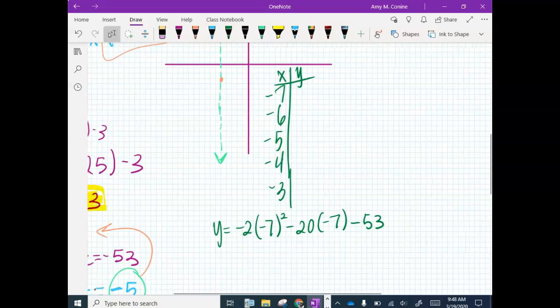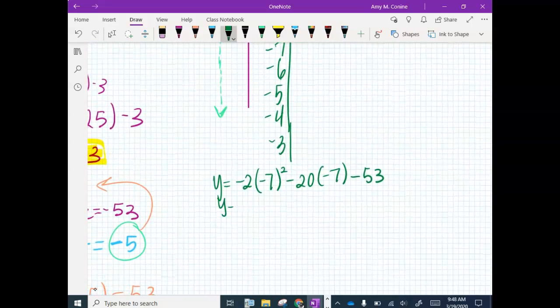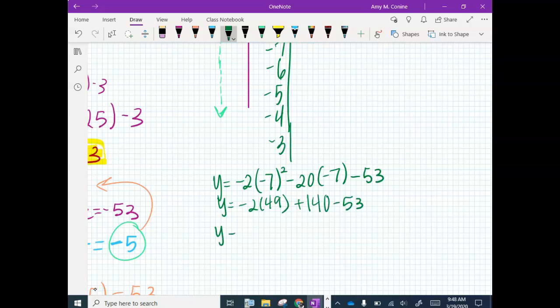So we've got -7 squared, which is 49. Then we've got times -2. This becomes a positive 140. So then we've got -98 plus 140 minus 53. When all is said and done, we should have a y value that is equal to -11.